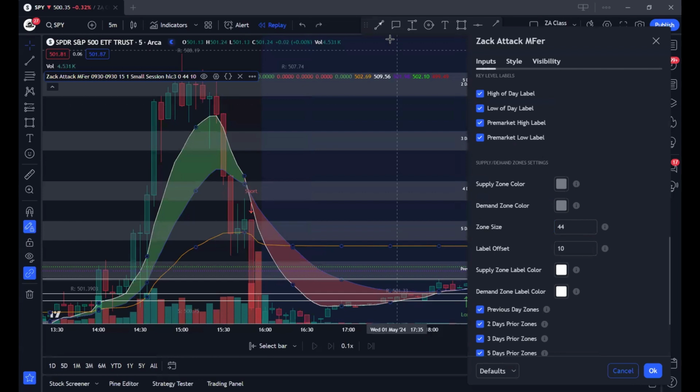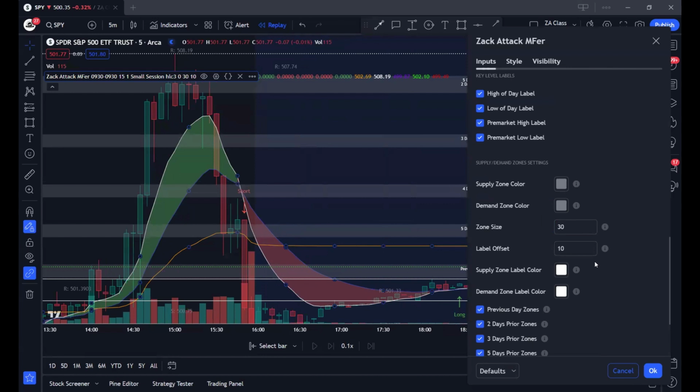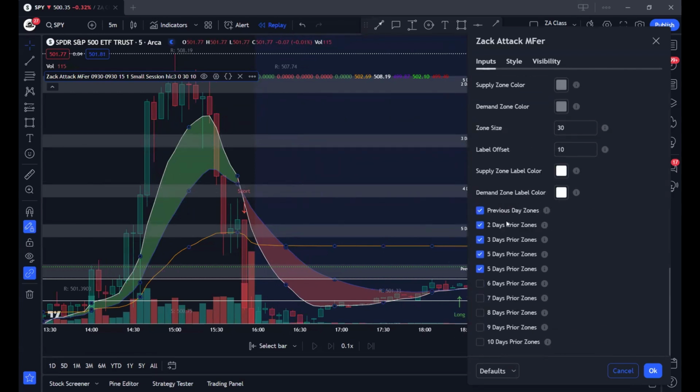I would say keep the zone size at 30 because that's what's been back tested and that's the optimal zone size that I've developed. And then you can also move the labels here. But in terms of where they're generated, if you scroll down here, this is a typo. This should say 4-day prior zones.